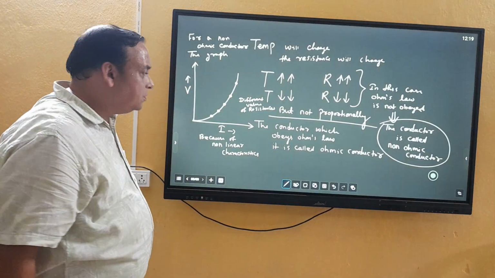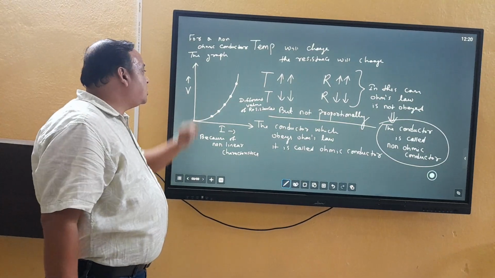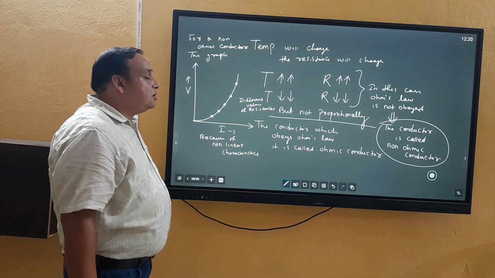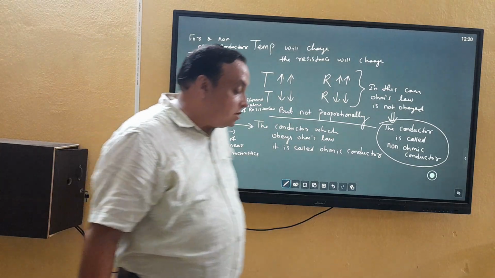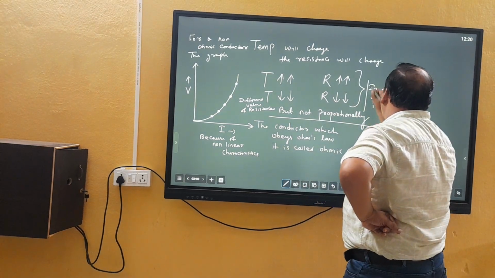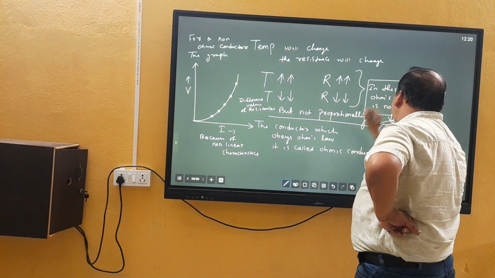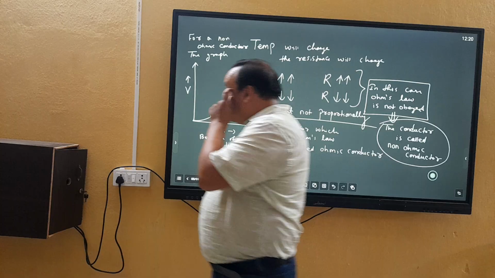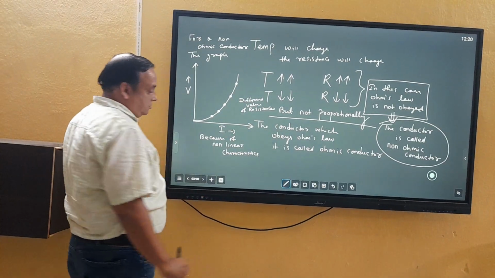You will find the slope, then you will get different values of resistances in this graph. That means the resistance is changing. That means the temperature is changing. Okay, when the temperature is changing, Ohm's law is not obeyed. That conductor is called a non-ohmic conductor, and the characteristics are non-linear.